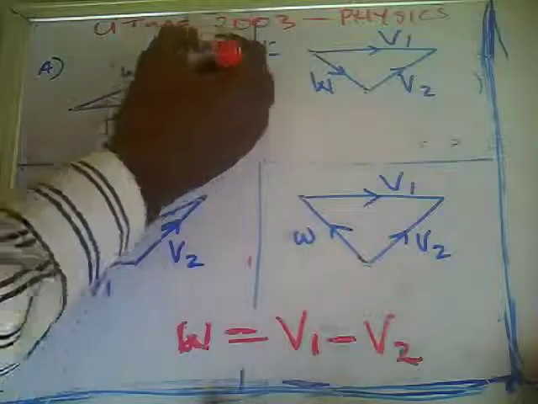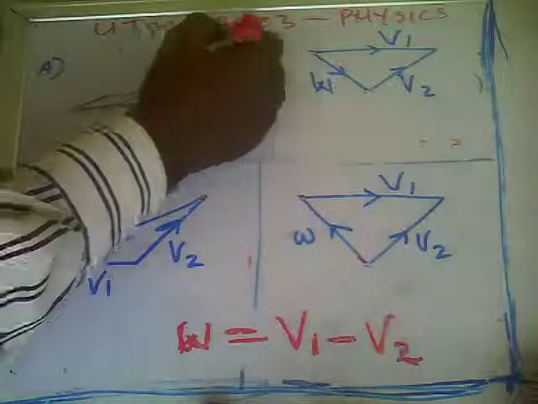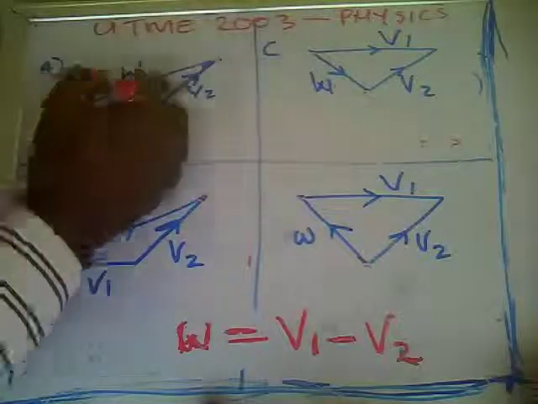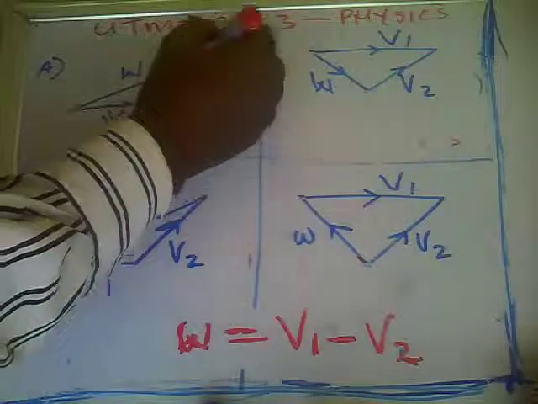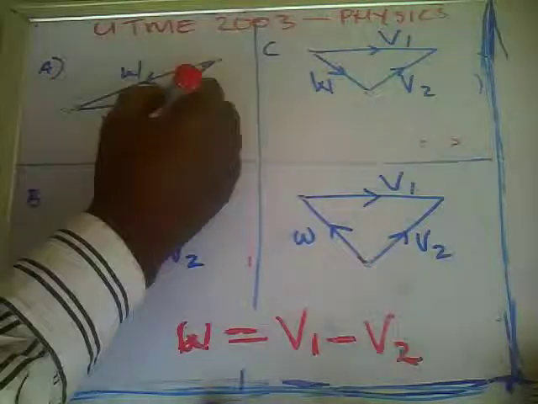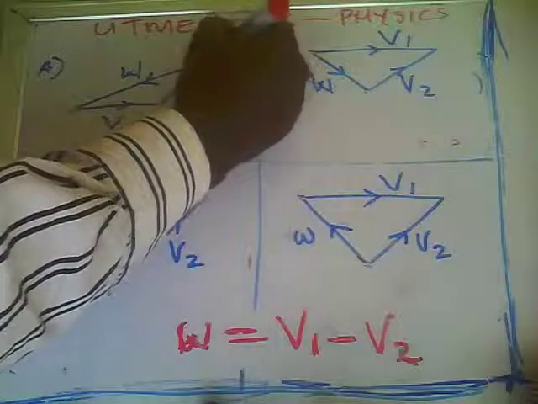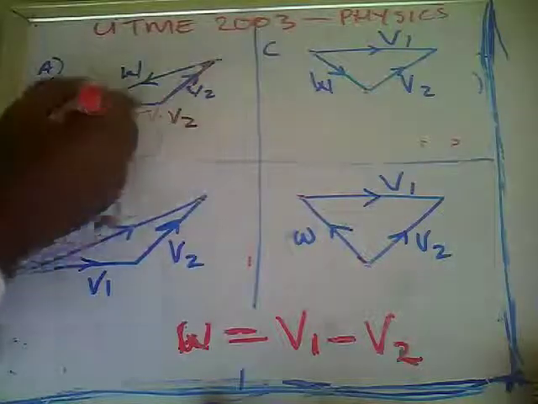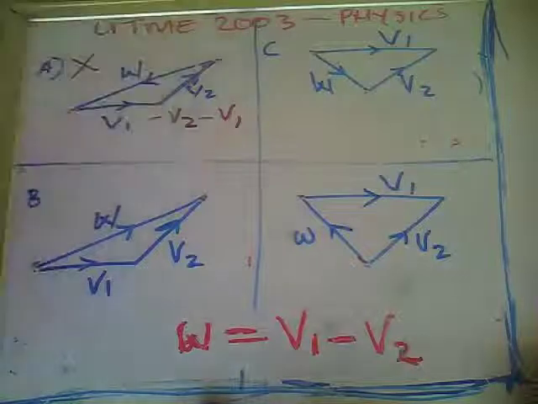Now when we see W, we move from this place to this place on a straight line. The alternative route that we can take is to go like this, then to this place. When we move from here to this place, that is minus V2, because we are moving from the head of V2 to the tail of V2. Then from here to here also, minus V1. So definitely option A is wrong.